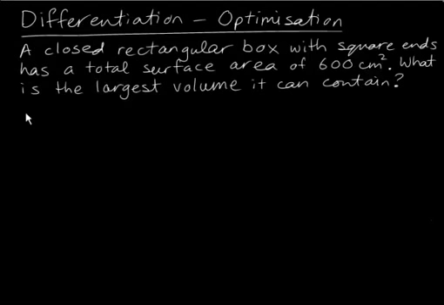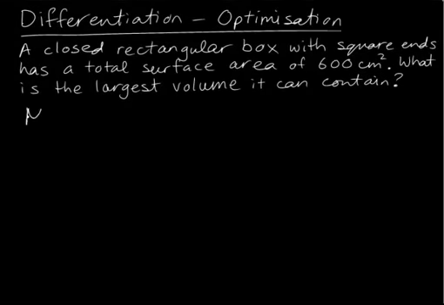So our first step is to decide what is our objective function. So our objective is the thing that we're trying to find the maximum or the minimum of. So here we're after the maximum volume. So we're trying to maximize the volume of this box. A diagram will often help.